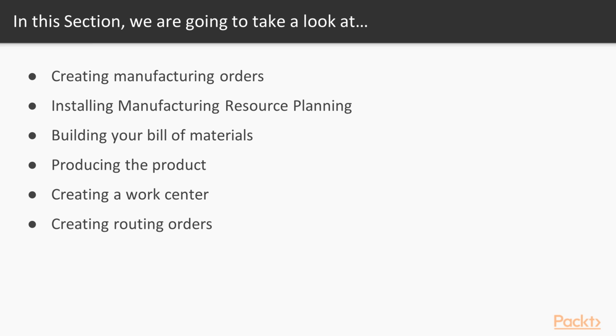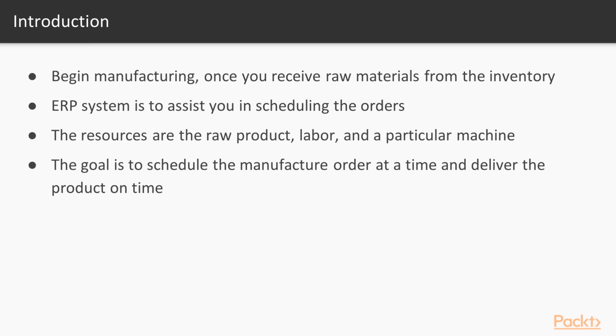Topics we will cover in this section include creating manufacturing orders, installing manufacturing resource planning, building your bill of materials, producing the product, creating a work center, creating routing orders. In this section, we will cover how you can use Odoo to manage the process of manufacturing products.